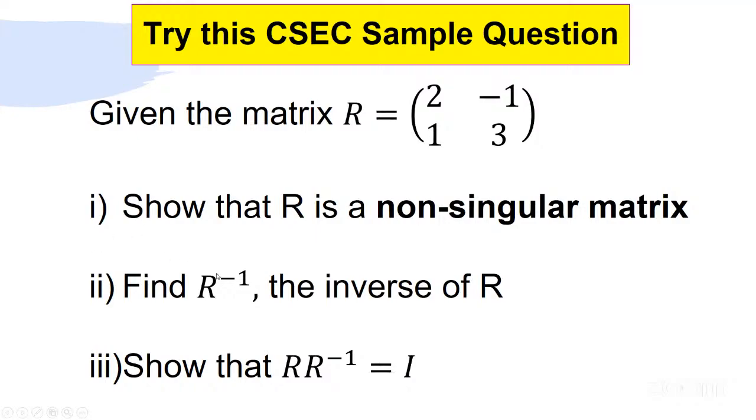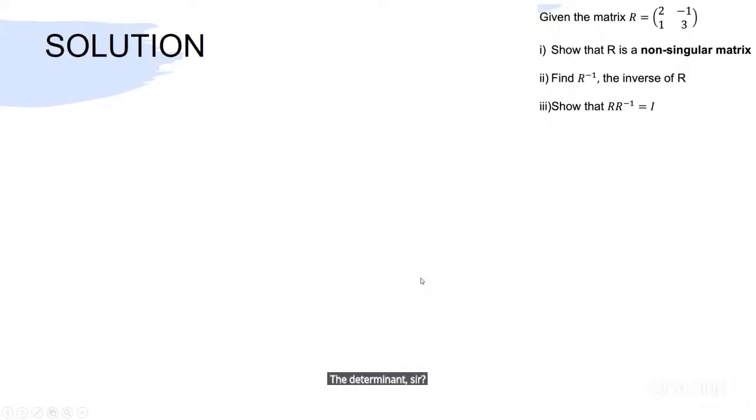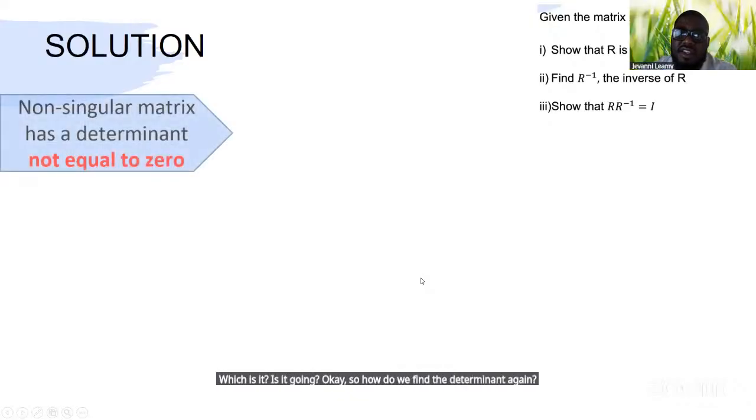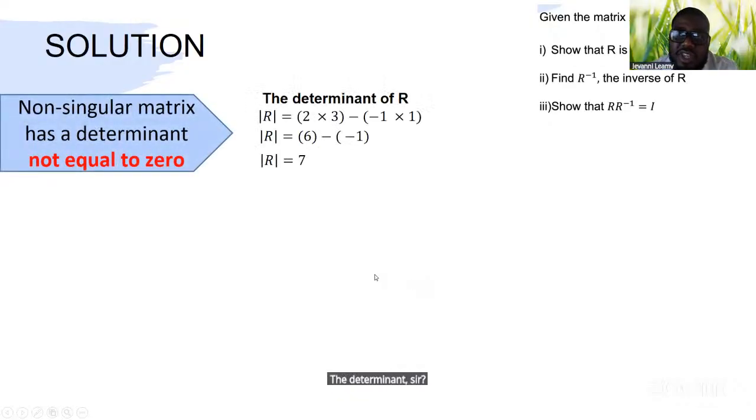The determinant, sir. Okay, so how do we find the determinant again? We have the leading diagonal 2 times 3 minus the non-leading diagonal negative 1 and 1. So that gives us 7.